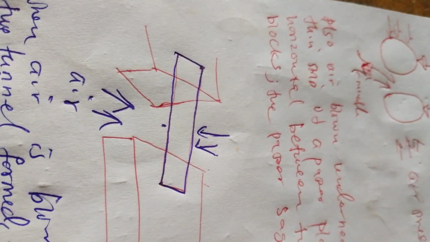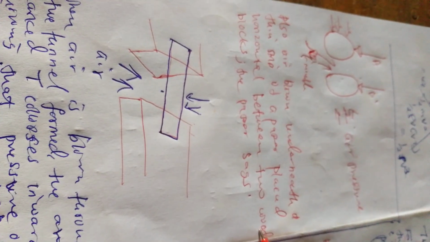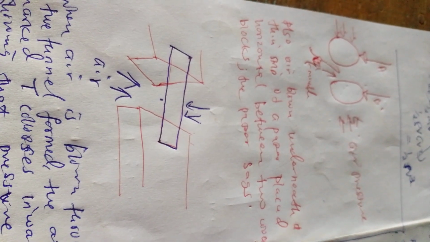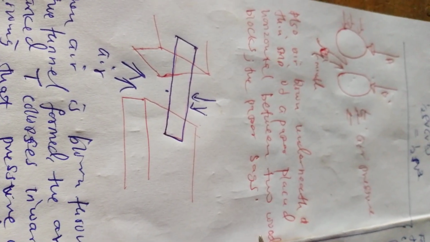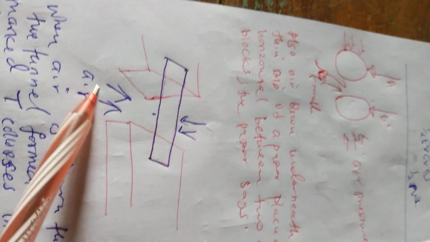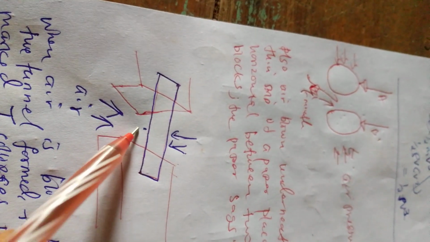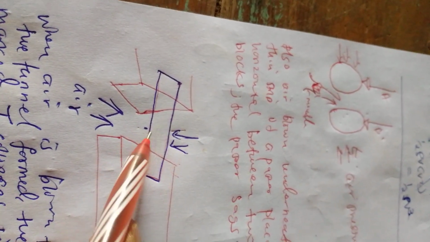Also, we have another effect where you have air blown underneath a thin strip of paper placed horizontally between the two blocks. So in this case, as you can see, if you blow the air inside these two blocks, this paper will sag inwards.